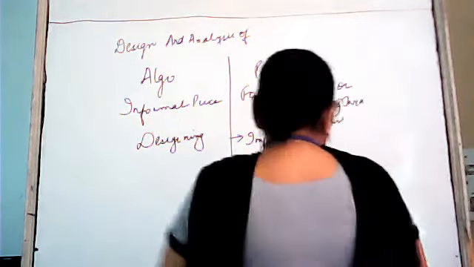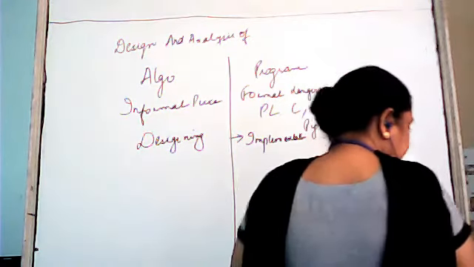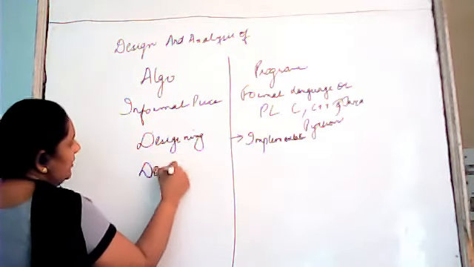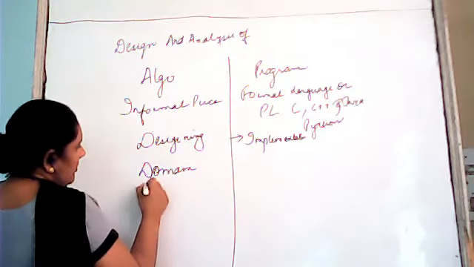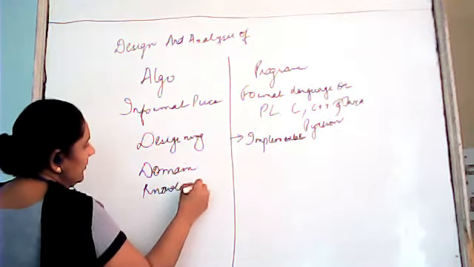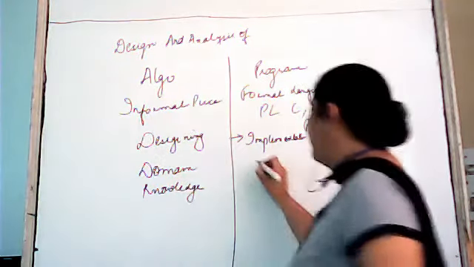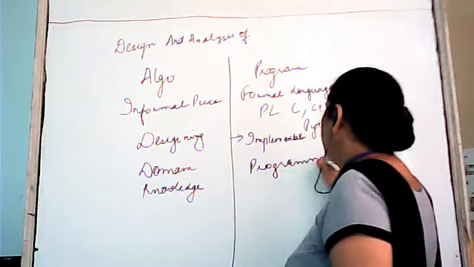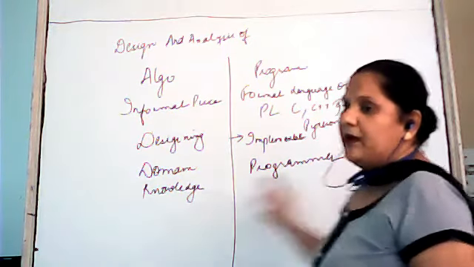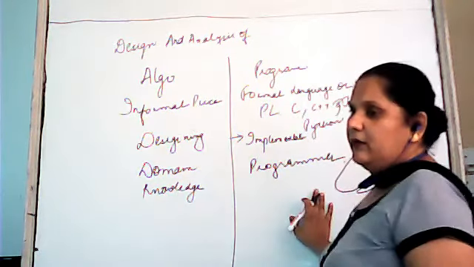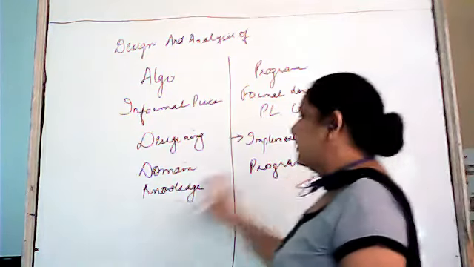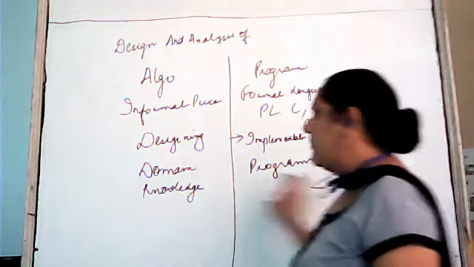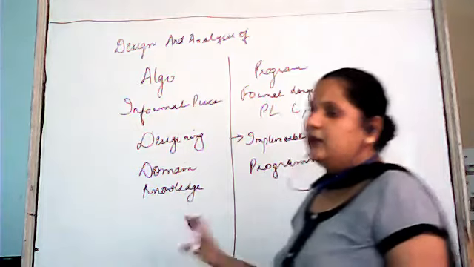Okay. So next, for the algorithm, the person requires domain knowledge, meaning he should know how to solve a given problem. For the program, the person has to be perfect in the programming language. He should be a good programmer to implement the algorithm into the program. He should convert the simple language algorithm into the program. So he should be a good programmer. For the algorithm, he can have only the domain knowledge.